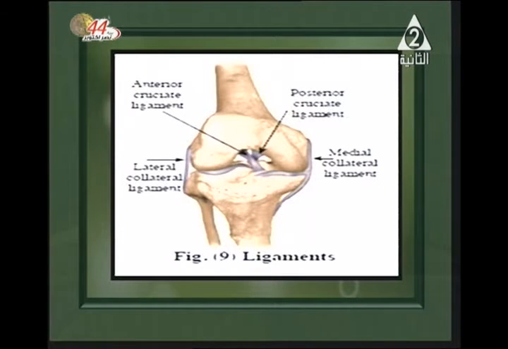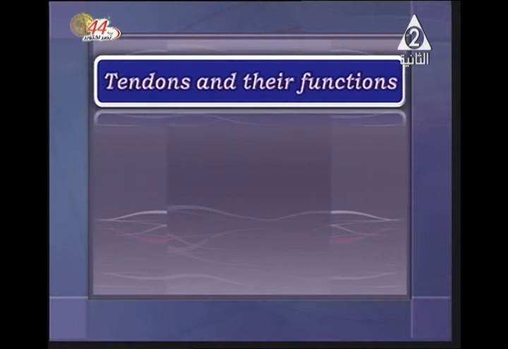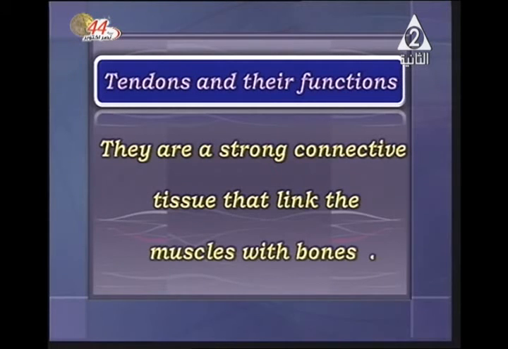Well, after that we have something called tendons. Tendons are very important in your curriculum. They are strong connective tissue that links the muscle with the bone. What does it mean? As we said, when two bones meet each other, they form something called a joint, for articulation. Sometimes they don't allow any movement, like the joint between the bones of the skull.